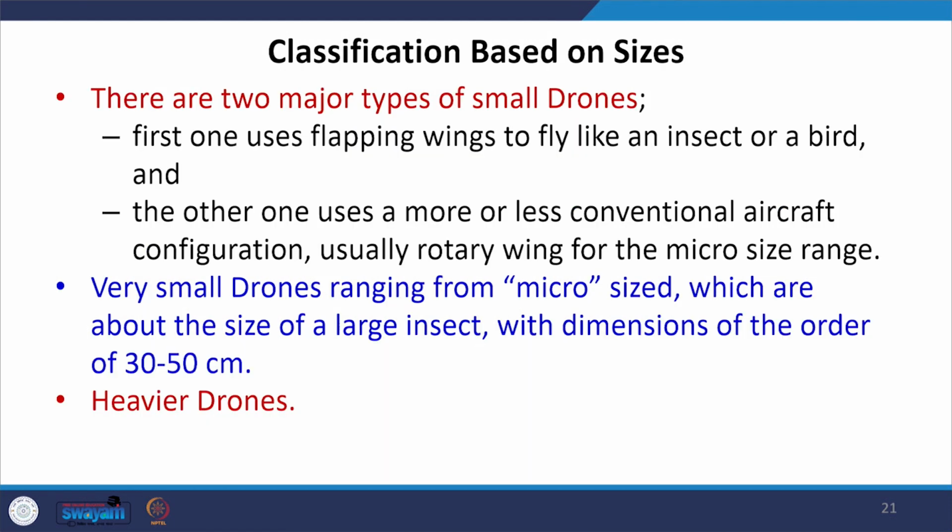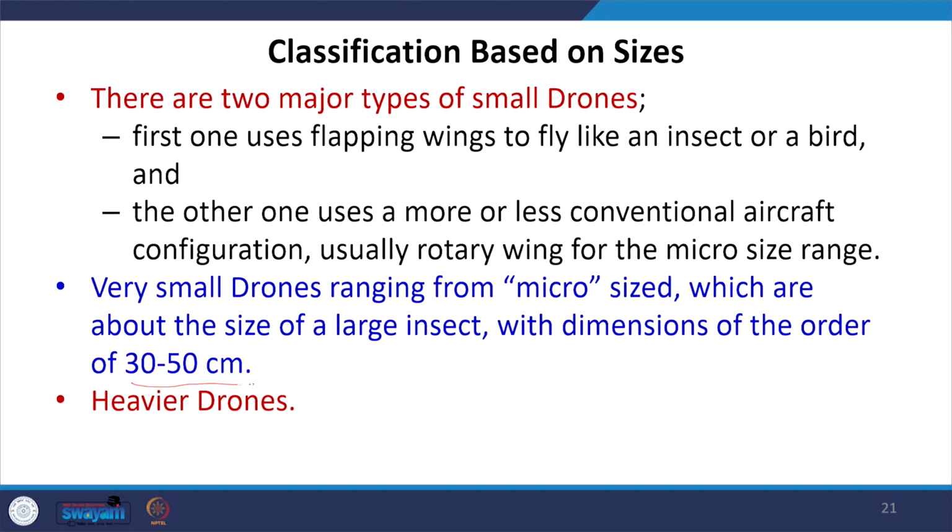There are two major types of small drones. The first one uses flapping wings to fly like an insect or a bird, and the other one uses more or less the conventional type of configuration. Usually it is a rotary wing for the micro size range. Now, there are very small drones ranging from micro size, about the size of a large insect, with dimensions of the order of 30 to 50 centimeters. So, very small size. Then we have the category of heavier drones also.